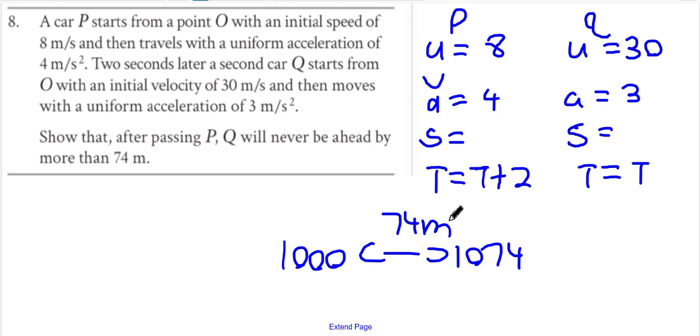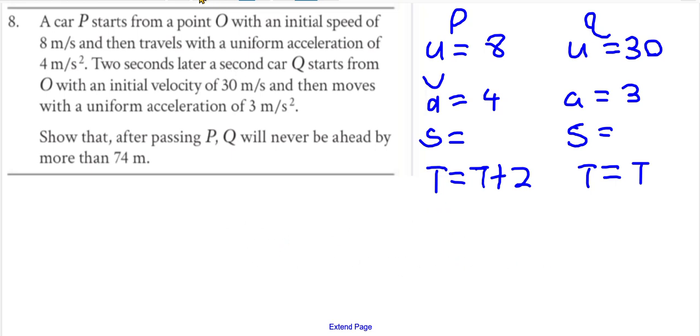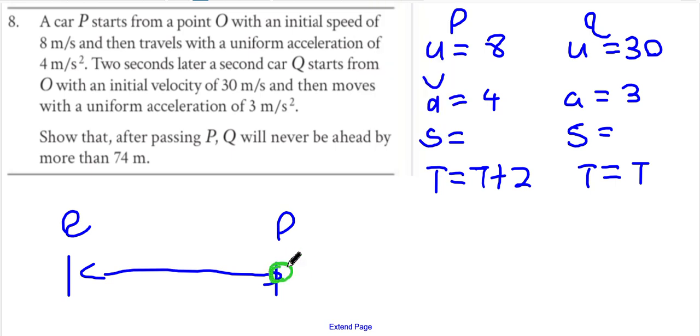Now here's what we're going to do. The first thing I think we're going to do is clearly P has the early lead, doesn't it? Why does P have the early lead? It left early, exactly. What's going to happen is P is here and Q is here. Q is purple, P is green. Q has a much bigger initial velocity. Q is going to mow down P and overtake it.